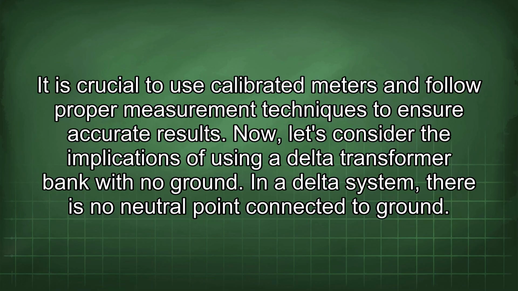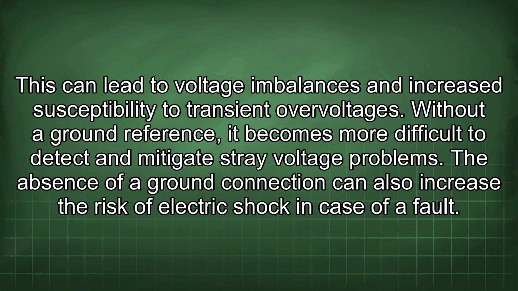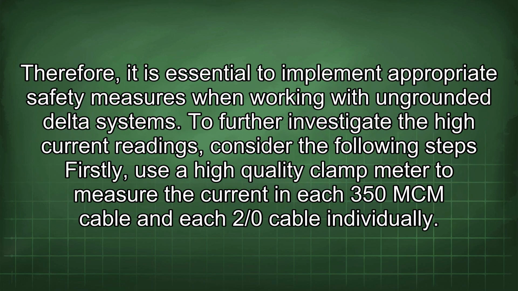Now, let's consider the implications of using a delta transformer bank with no ground. In a delta system, there is no neutral point connected to ground. This can lead to voltage imbalances and increased susceptibility to transient overvoltages. Without a ground reference, it becomes more difficult to detect and mitigate stray voltage problems. The absence of a ground connection can also increase the risk of electric shock in case of a fault. Therefore, it is essential to implement appropriate safety measures when working with ungrounded delta systems.